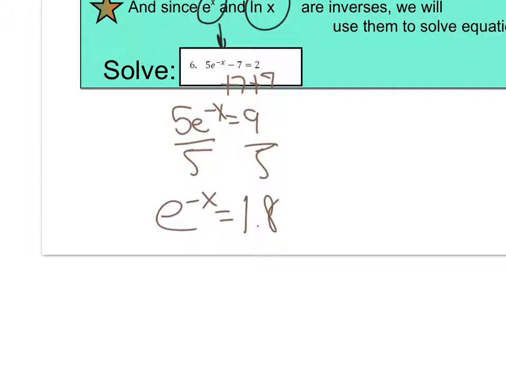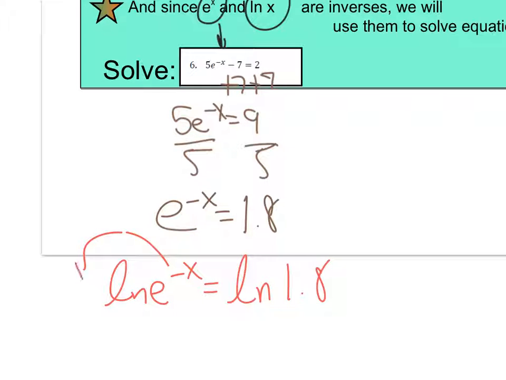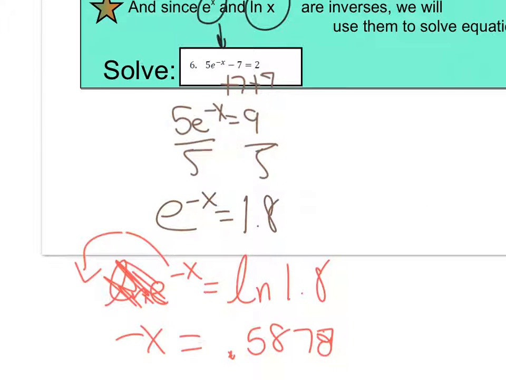So now what you want to do is take the log of both sides, and you'll move this out front, so you'll have negative x. The log and the e cancel out, so you have the natural log of 1.8. Natural log of 1.8 is going to be 0.5877, or 78 technically if you're rounding. So x will be equal to negative 0.5878. There's my answer.